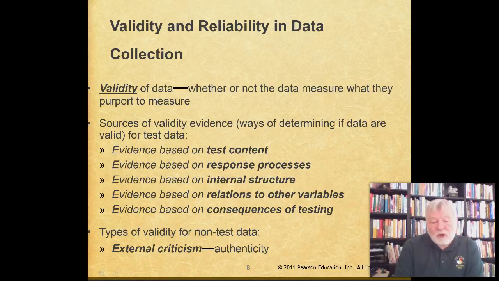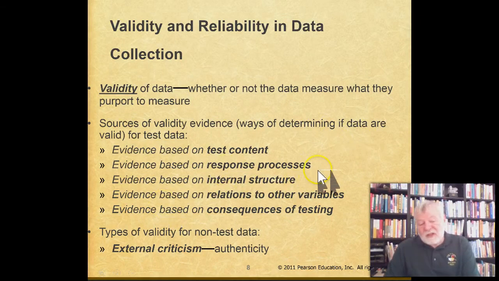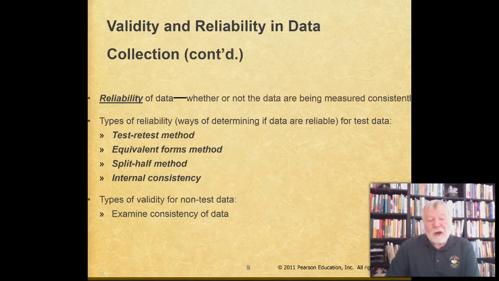There is evidence based on the internal structure: do we get the same kinds of answers in different segments of the data that we are collecting? There's evidence based on relations to other variables, and there is evidence based on consequences of testing. For non-test data, we are often talking about what is called external criticism, also known as authenticity.